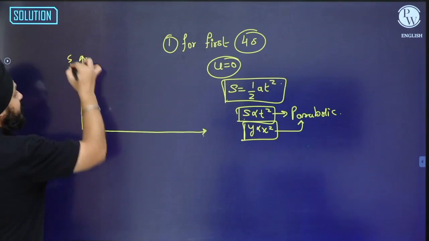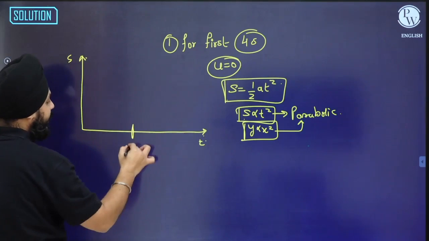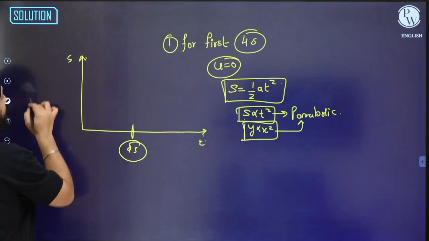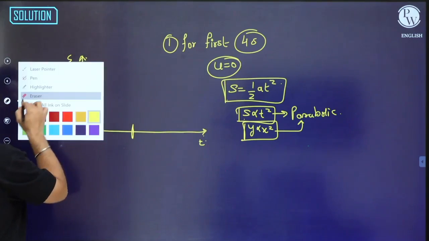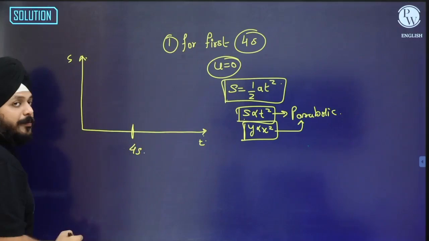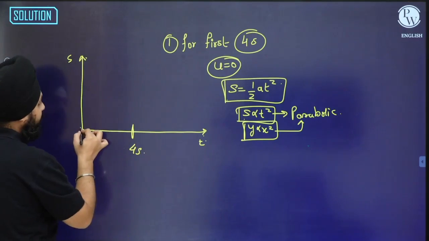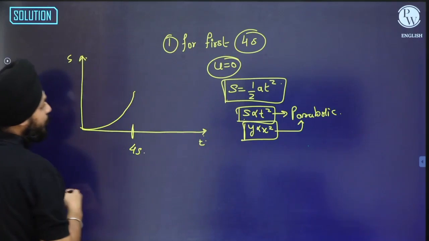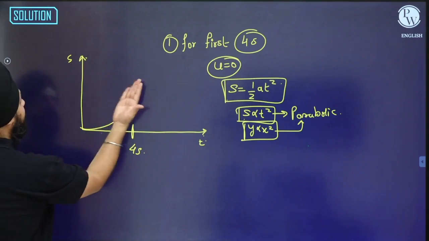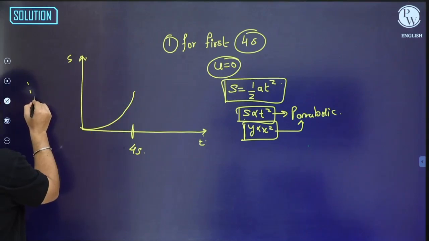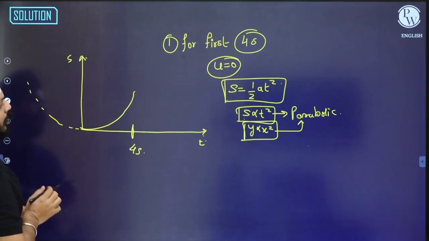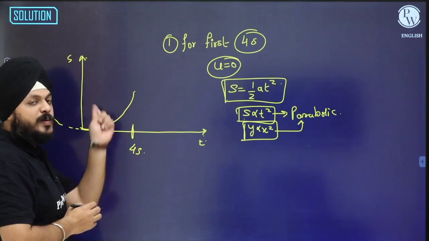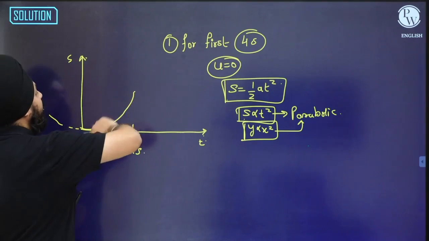So this is s versus t. For the first 4 seconds, the graph will be parabolic. The parabolic graph will be like this way, because s is directly proportional to t square, so it forms a mirror image with respect to the y-axis. This is y directly proportional to x square. If you want y square directly proportional to x, then the graph would be like this way.